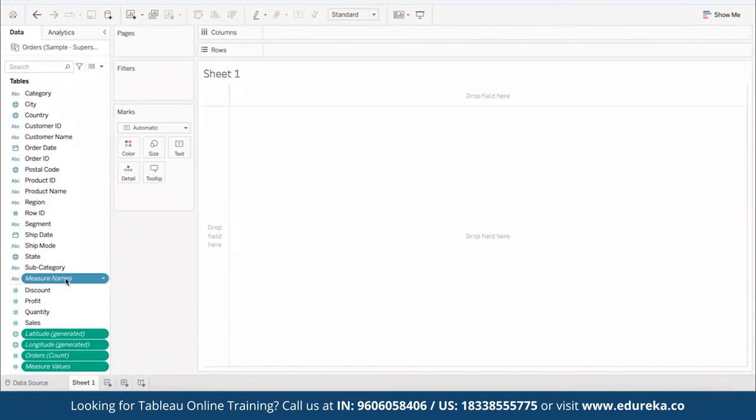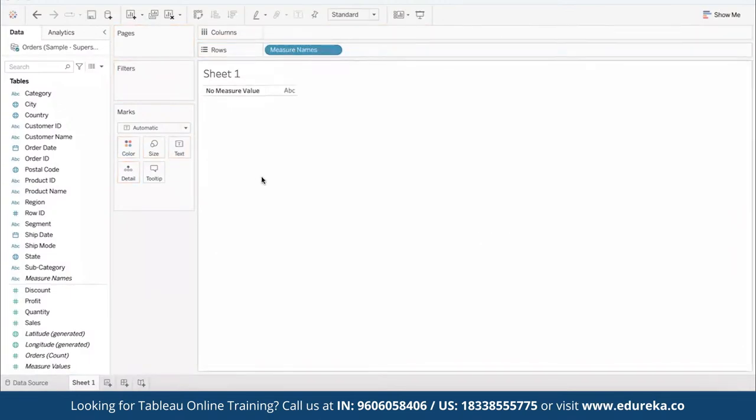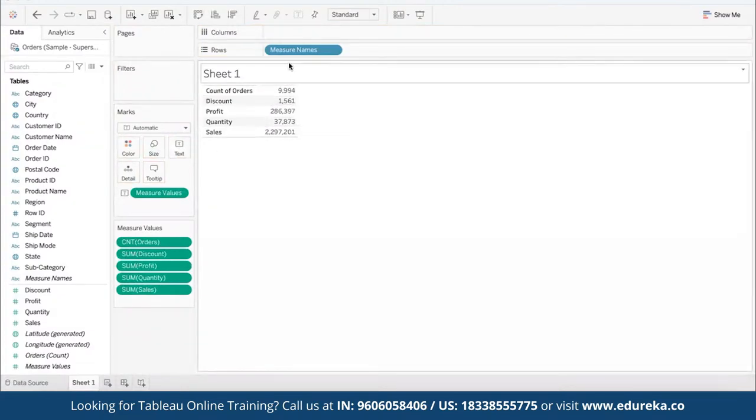If I take measure names, nothing will happen because standalone by itself, this field doesn't have any significance. Only when it is used in combination with measure values. You see each and every measure, discount, profit, quantity, sales, and count, are coming as a row here. Measure names is on the rows shelf, so this is arranged by rows. And measure values is in the text shelf, you can see how it is arranged as text. You can see the numericals, the data present in that field.